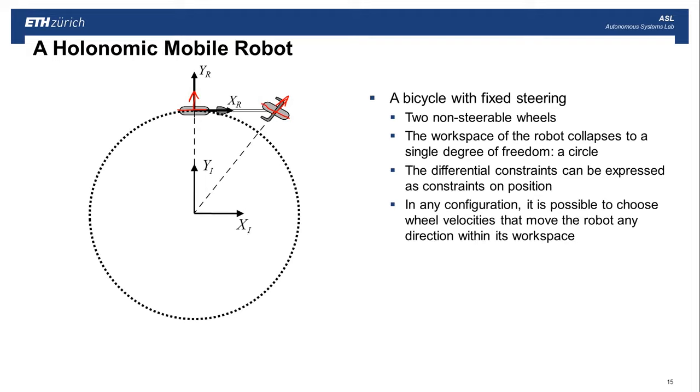The result is that the differential constraints, these no sliding constraints from each of the wheels, can be re-expressed as constraints on position. So in this case, we know that the back wheel of the robot will always lie on this circle, and that the heading of the robot will always be tangent to the circle. And further, in any configuration, it's possible to choose wheel velocities that move the robot any direction within the workspace.